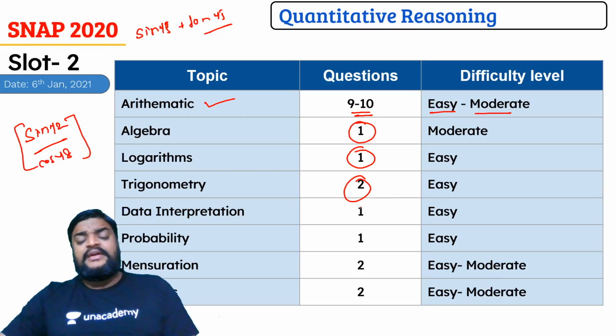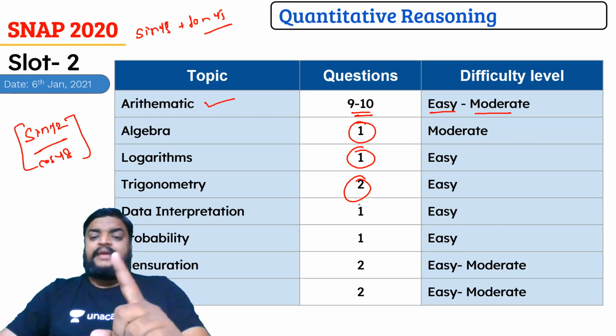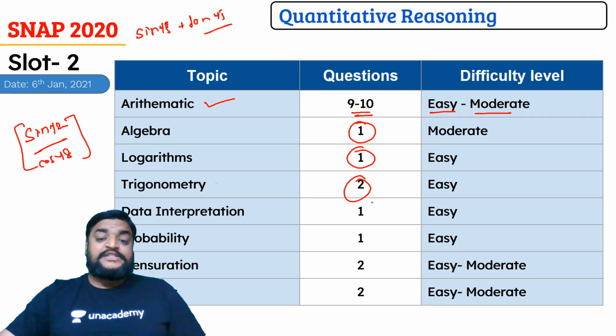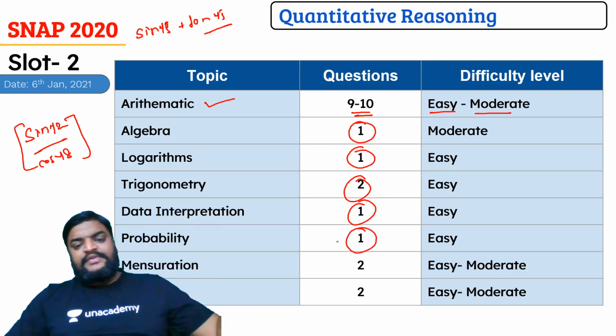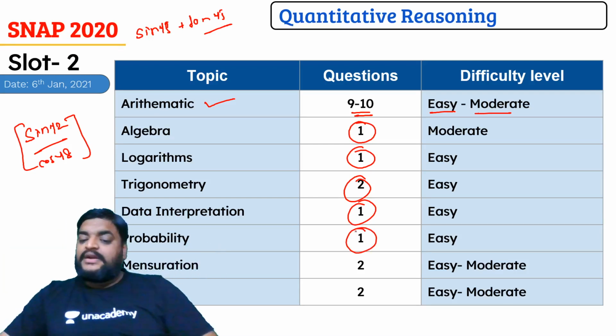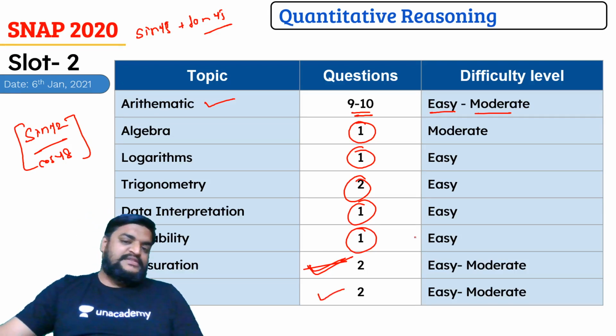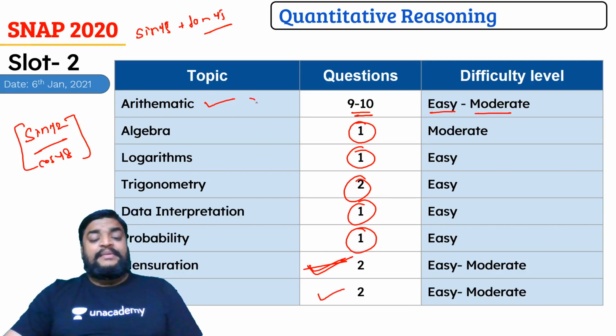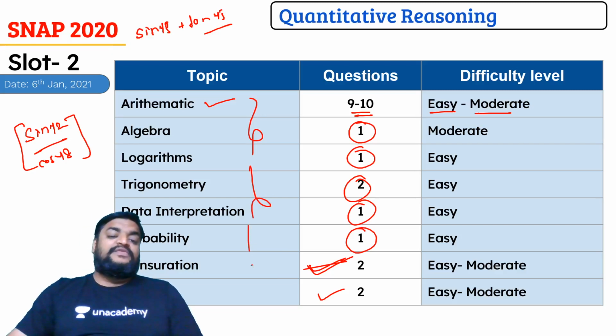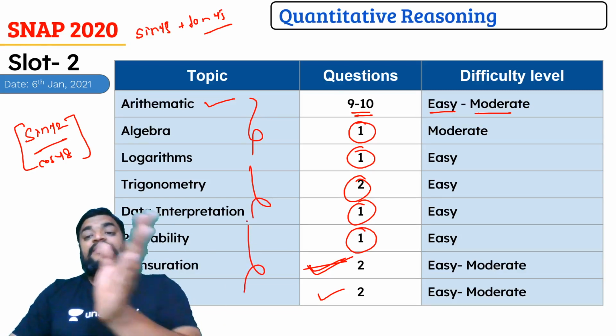On data interpretation you had 1 very easy question based on tables. On probability you had 1 reversed probability question. Probability was given and the value was to be figured out. On mensuration you had 2 very easy questions, and on numbers you had 2 easy to moderate level questions. So as expected, the overall paper when compared to the first slot was a little calculative, but was again easy.